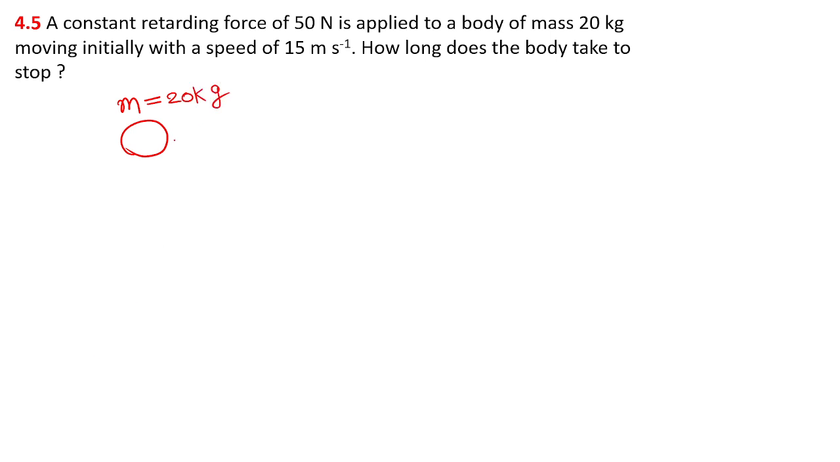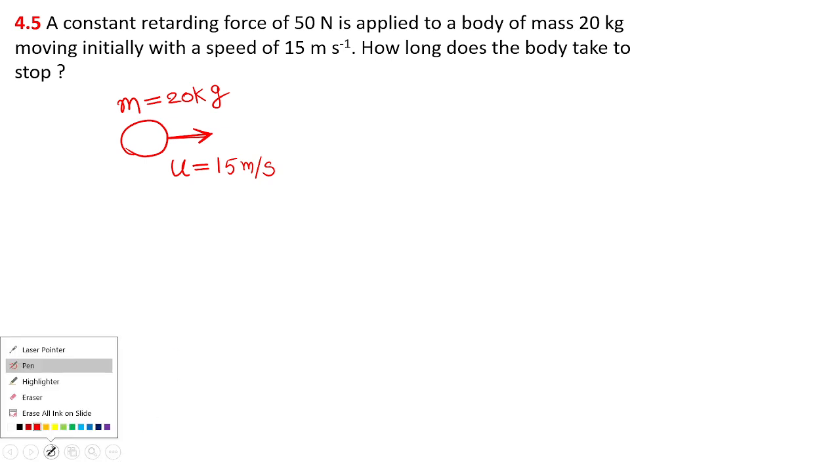Initially it was moving with some speed. It has initial speed u. Initial speed is always denoted by the letter u. You know that. U, initial speed. Initially it was moving with the speed 15 meter per second. Till this step are you okay? Clear? Okay.